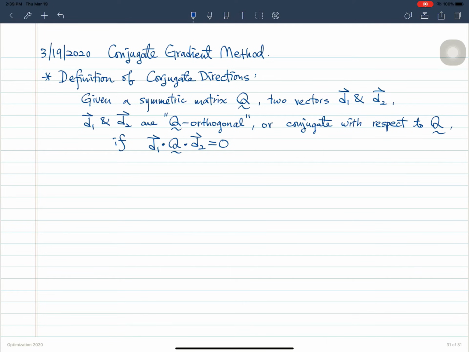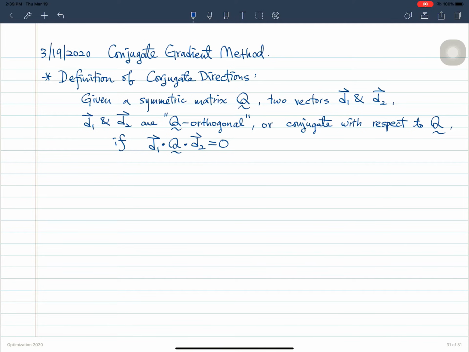Okay? So there's a new kind of orthogonal. So what does orthogonal mean? When two vectors are orthogonal, that means they are perpendicular to each other, 90 degrees. But there's a different way of making these two vectors orthogonal, a so-called conjugate orthogonal. So Q orthogonal. What does that mean?